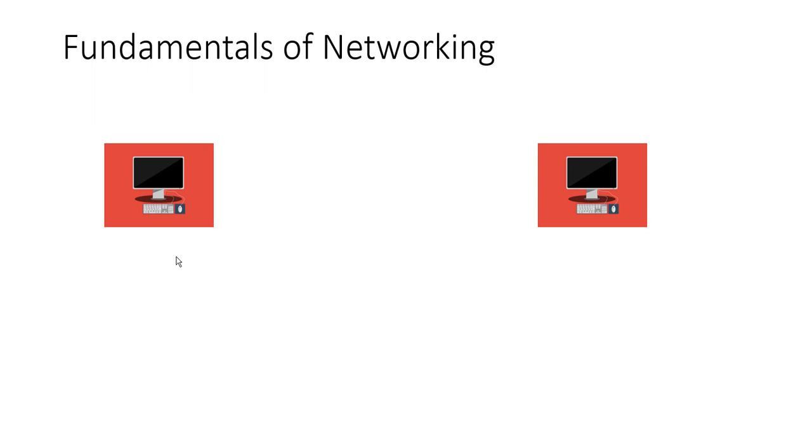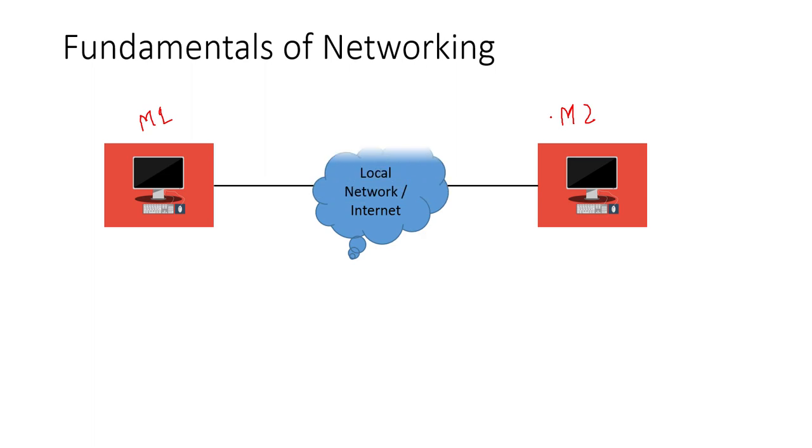So when we talk about networking, it means we are trying to connect two or more systems. And when we want to connect two or more systems, we need to establish one important point, which is the addressing. So for example, we have this machine 1, which I will write here M1, and we have this machine 2, which is M2. Now, machine 1 and machine 2 want to talk to each other, and they are connected via a local network or the internet.